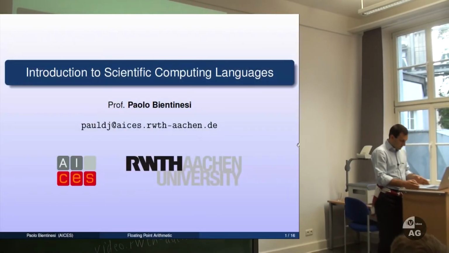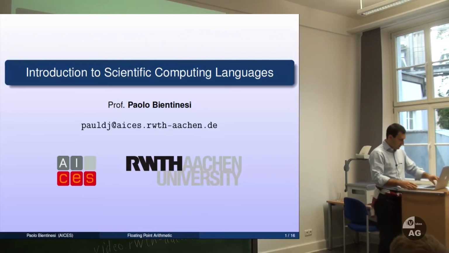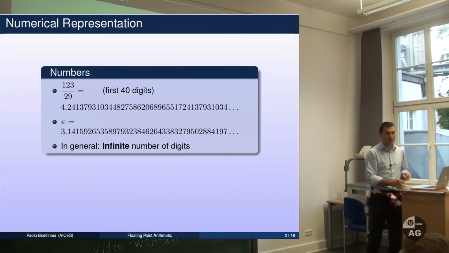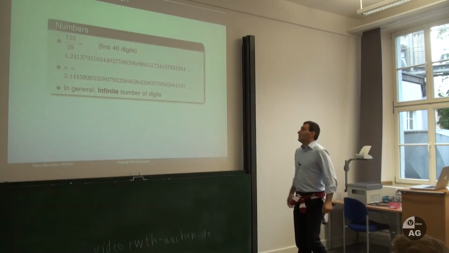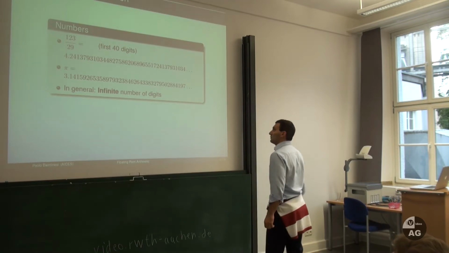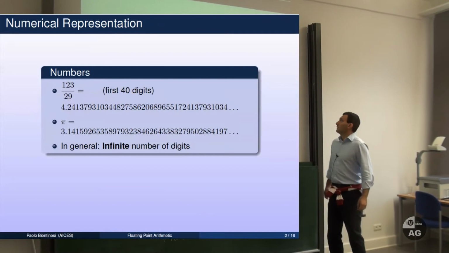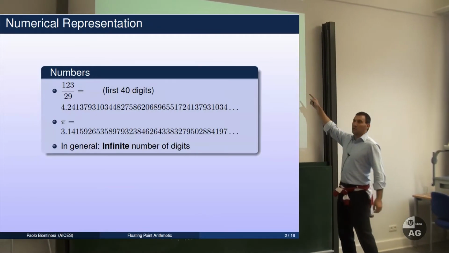Today we talk about floating point arithmetic. We talk about numbers. So we have two integers, 123 and 29. We divide them, and what do we get? We get a really long number.